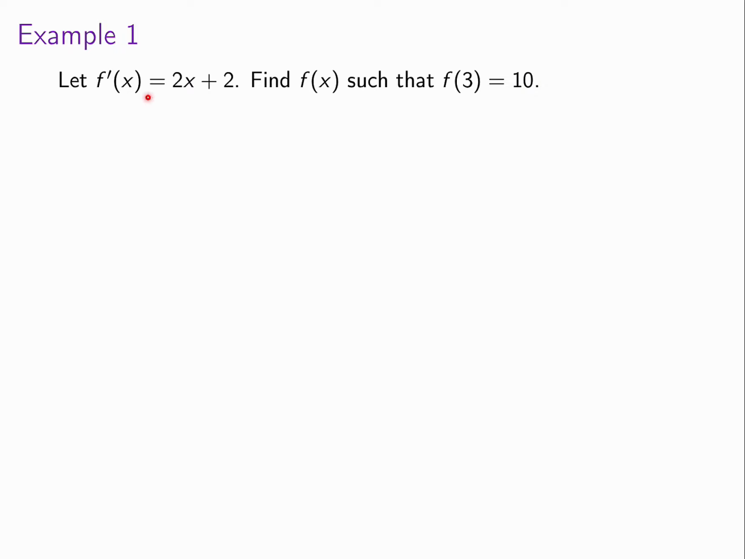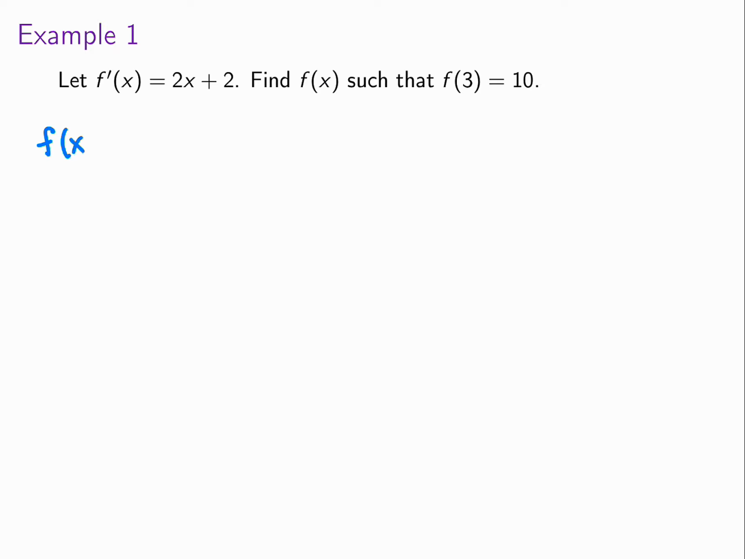We let f prime of x equal 2x plus 2, which means we're given somebody's derivative. We have f prime, and we want to find f of x, which means the antiderivative. We have the derivative. We want to see where it came from. But specifically, we want to see where it came from such that f of 3 equals 10. So let's think about why there is some specific one that f of 3 equals 10. First of all, let's find our antiderivative.